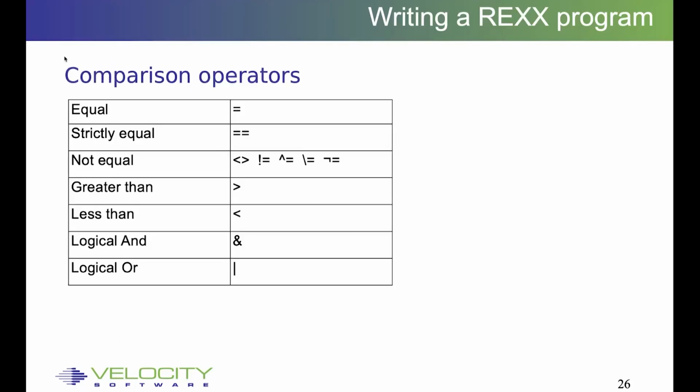I see a question in the chat came up about strictly equal. Yes, I was going to discuss this. Strictly equal is going to do a comparison based on the length of the string. So if you have a string with no spaces at the end of it and a string with spaces at the end of it, even if they're the same characters inside, strictly equal will flag those as not equal because the length is different. That's what strictly equal provides for.